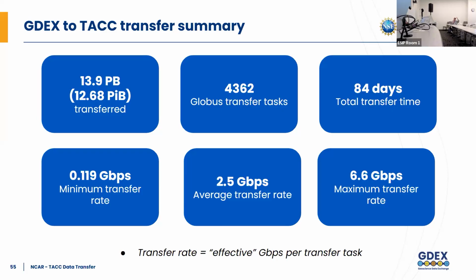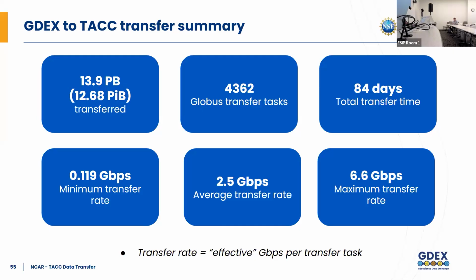Okay, so I'll cut to the chase. This is the summary of the bulk transfer from NCAR to TACC. We started this in mid-February, I think it was around February 15th or 16th. We completed the transfer on May 7th, so that took 84 days to do the transfer. It was 13.9 petabytes, and using Globus, there were over 4,300 individual Globus transfer tasks that we submitted to do this.